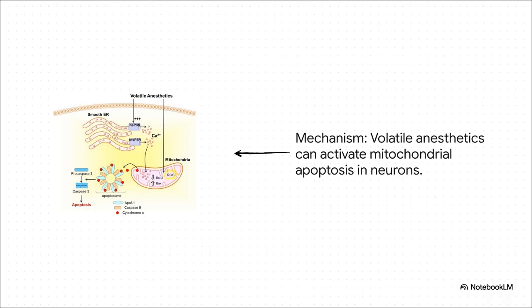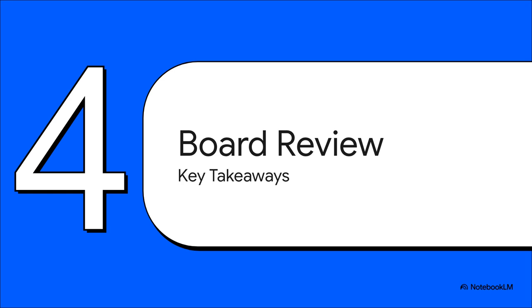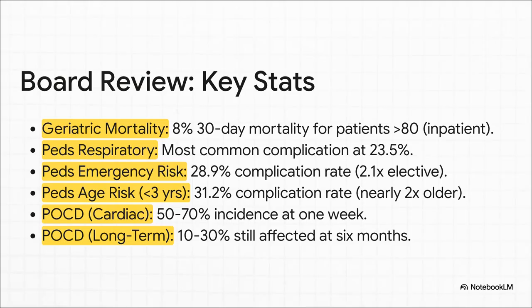Okay, we have covered a ton of ground. Let's boil it all down into one final super high-yield summary slide. This is the one to screenshot. These are the essential numbers you just need to commit to memory for your exam. Here they are. Know these numbers cold. 8% 30-day mortality for inpatients over 80. 23.5% for respiratory complications in kids, the 2.1-fold increased risk for peds emergencies, and that almost doubled risk for kids under 3. And finally, the 50 to 70% short-term and 10 to 30% long-term hit from POCD after cardiac surgery. These aren't just random stats, they pinpoint our highest risk scenarios.